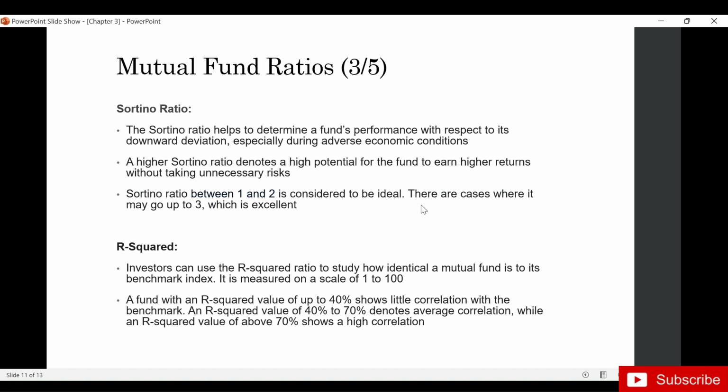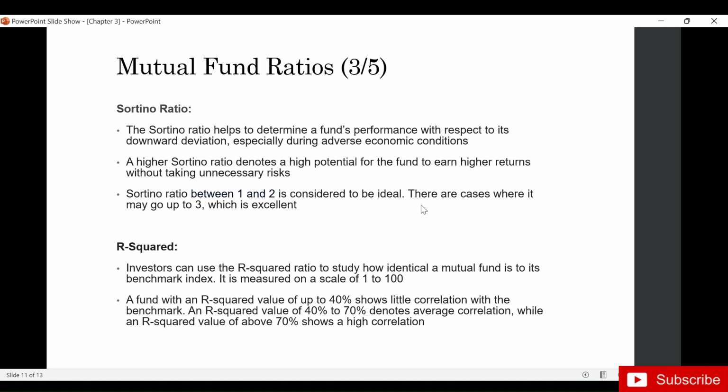The next ratio is R squared. Investors can use the R squared ratio to identify how identical a mutual fund is with respect to its benchmark index. The R squared ratio is measured on a scale of 1 to 100.